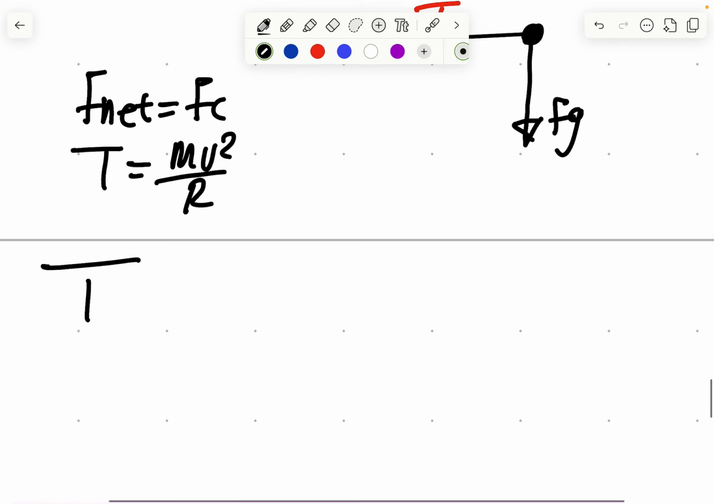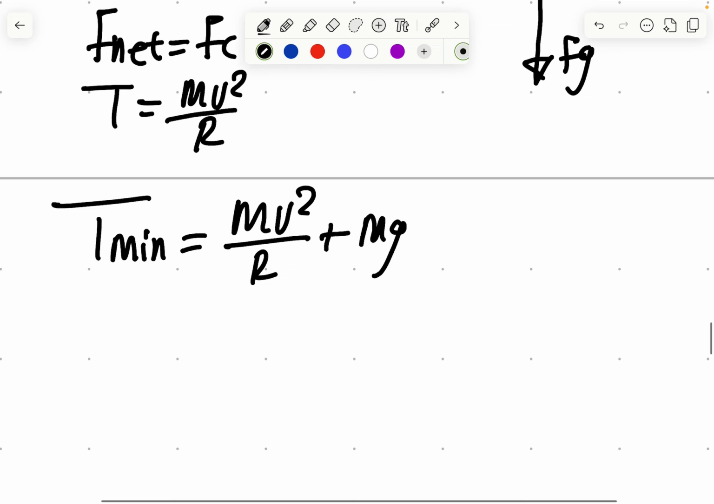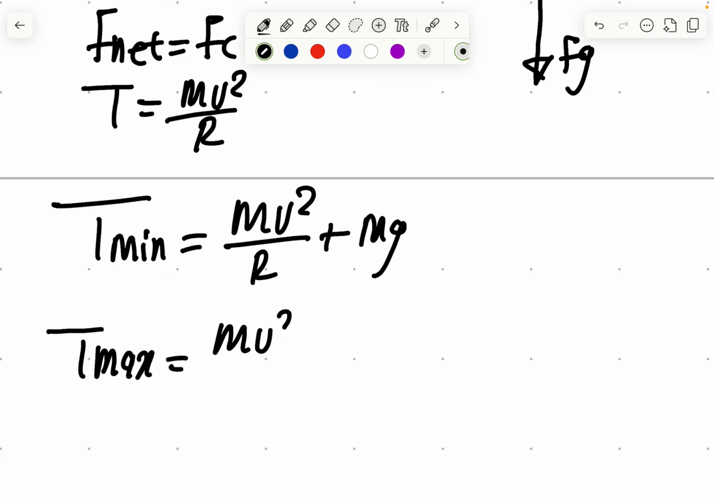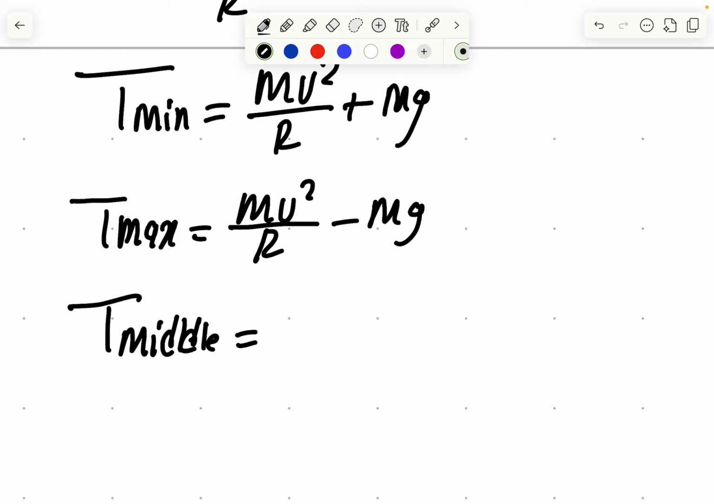Meaning our tension at the minimum point equals mv squared divided by r plus mg. And the tension at the maximum point is mv squared divided by r minus mg. And the tension at the middle is simply mv squared divided by r.